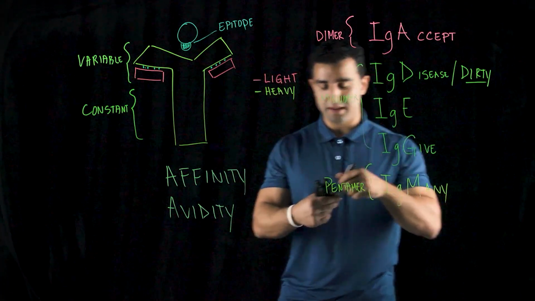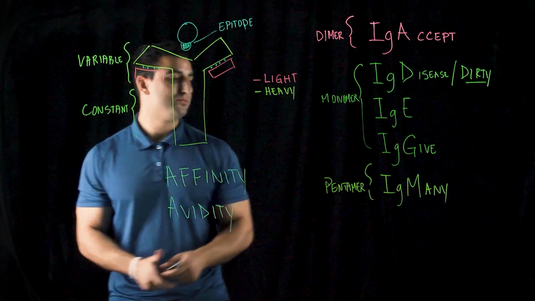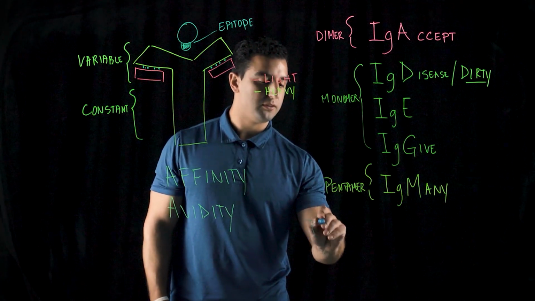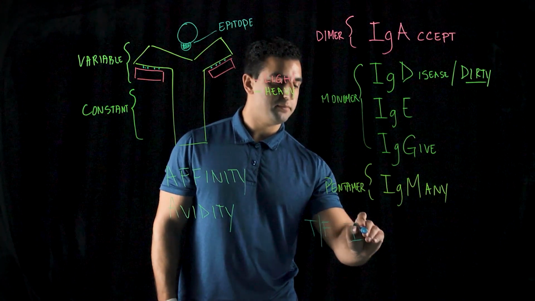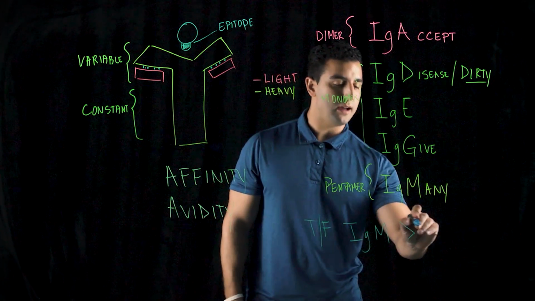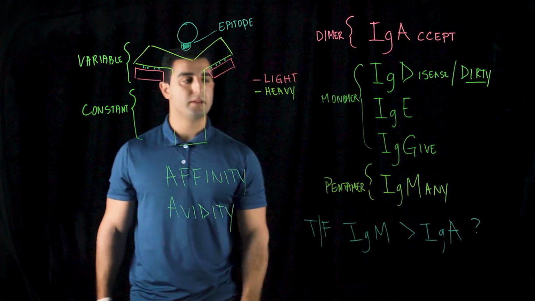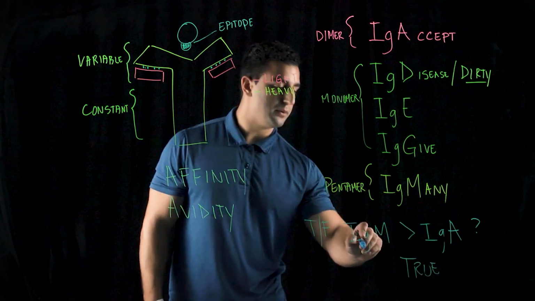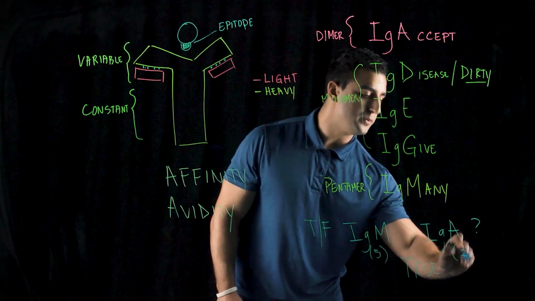So for example, if I give you an example here, and use up all the colors. What other color? Blue. Here. If I were to ask you a question like, true or false? The IgM has a greater avidity than IgA. This is a true or false statement. This is a true statement, right? Because remember, IgM has 5 binding sites, a pentamer, and IgA has 2 because it's a dimer.